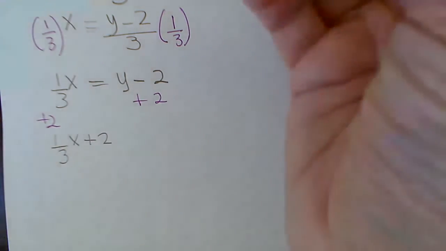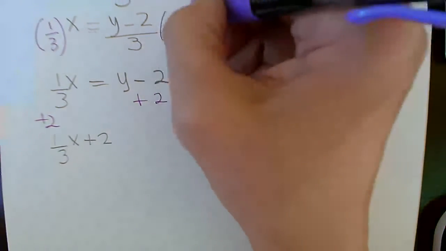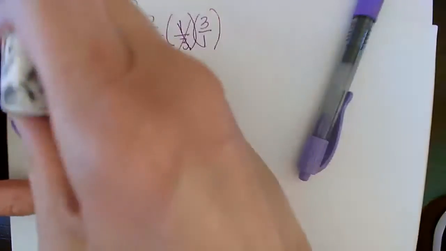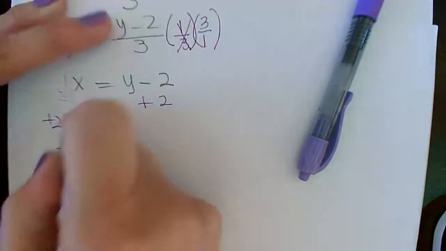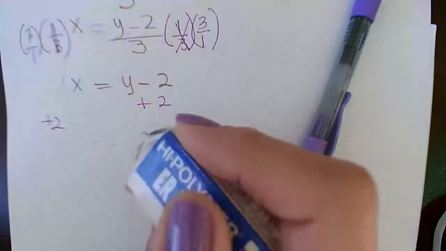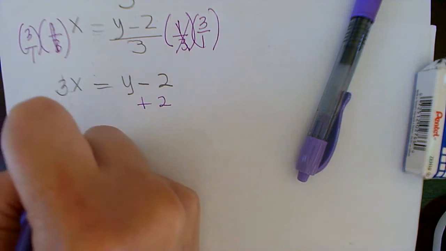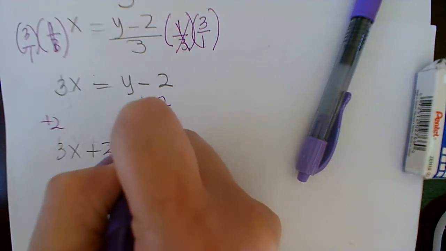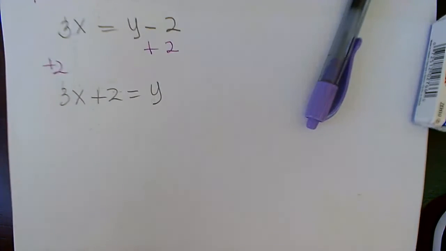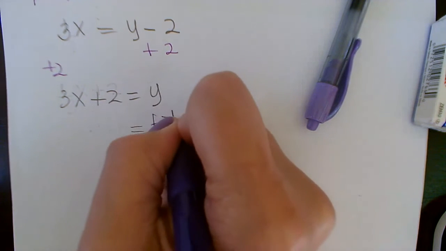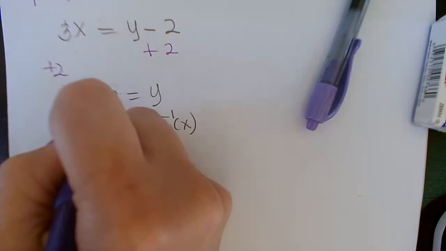I made a mistake here, guys. We're multiplying by the reciprocal. 3 over 1 is the reciprocal. So what I have here is a 3x. So it's going to be 3x plus 2 equals y. What do I do now? Replace the y with the f inverse, which is 3x plus 2.